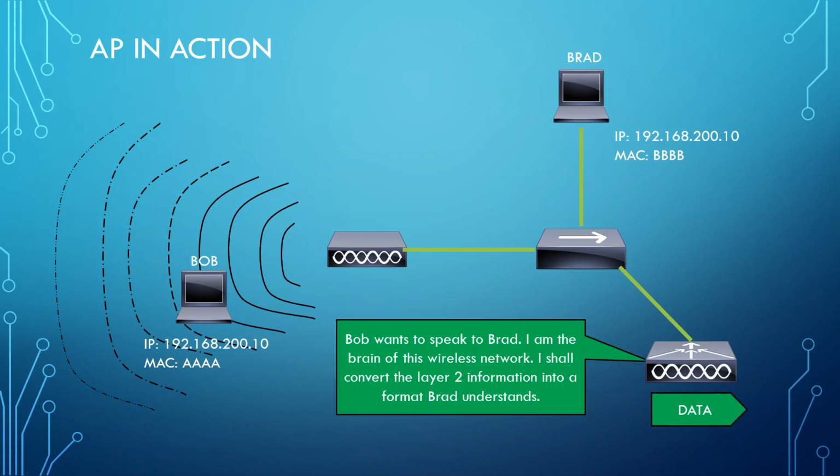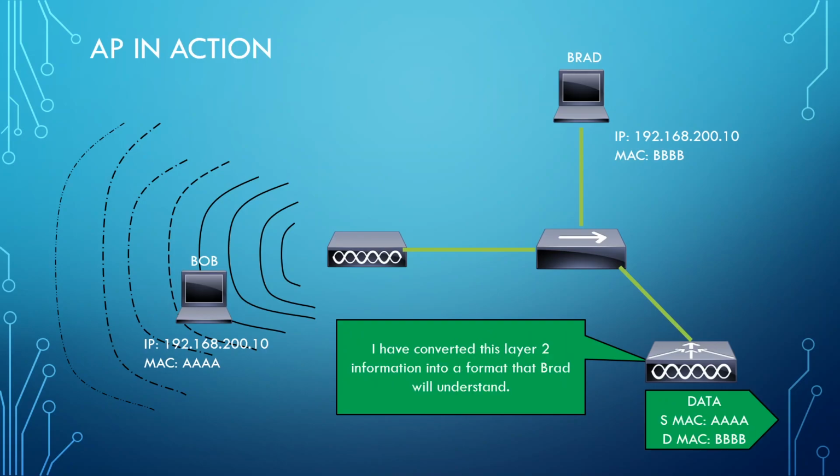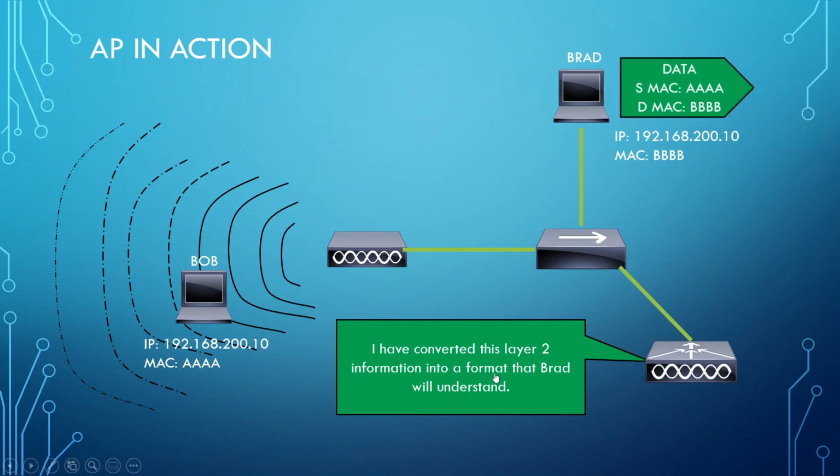So the wireless LAN controller receives this data and says, okay, I know Bob wants to speak to Brad. I'm the brain of the wireless network. I need to convert this layer 2 information into a format that Brad understands. It's going to strip away the layer 2 information, keep the MAC addresses, add the MAC addresses to the data, add all the other necessary Ethernet information, and then send this information over to Brad. Brad will receive that data. It could be an email, an instant message, a picture, a Word document, whatever it is. But Brad has received that data which Bob intended for Brad to receive.